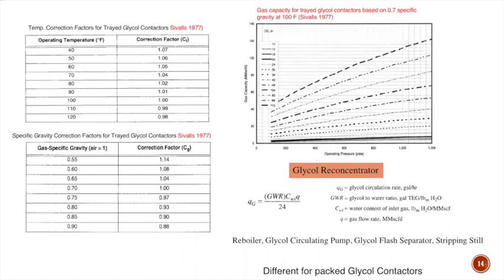Now you see, you always have two types of gas contactor. One is a tray glycol contactor and one is a packed glycol contactor. So the design criteria remain the same for both of these. However, the chart and table that is shown here will be different for the packed glycol contactor. So this is also given in that textbook. You can see it.